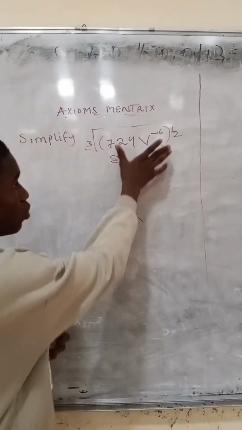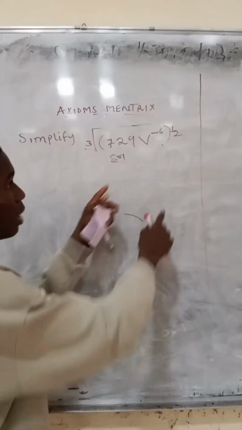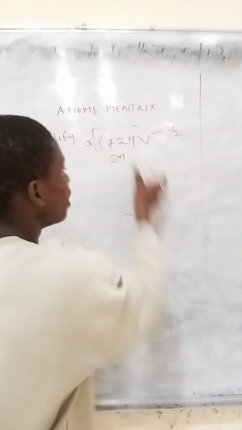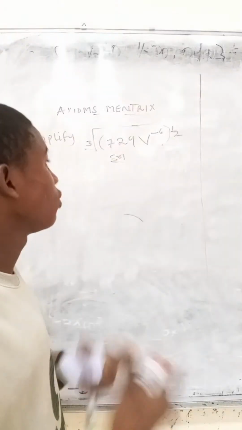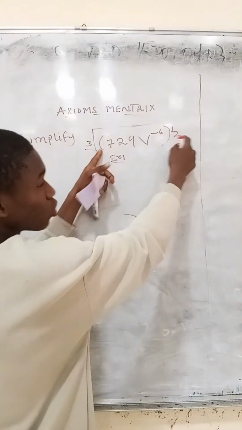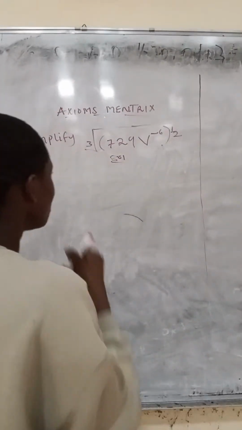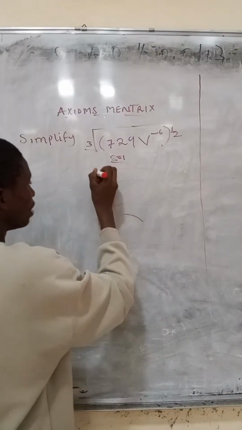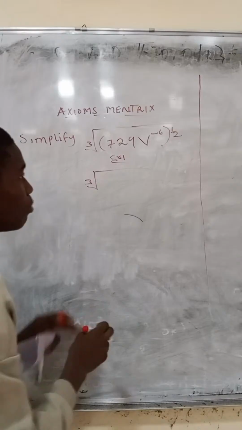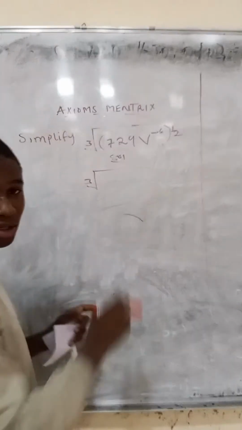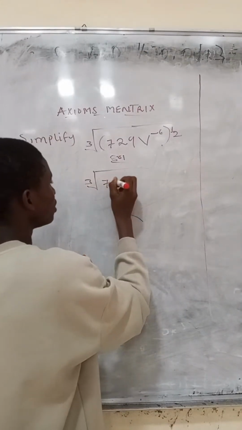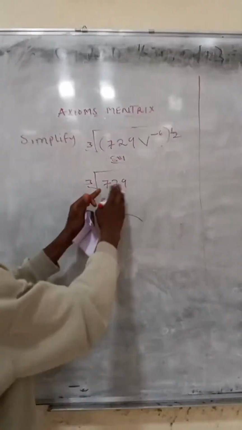Firstly, if you look at what we have here, we are looking at the 1 over 2. And this 1 over 2 is for everything inside the brackets. Everything here, this 1 over 2 covers it. So now I'm going to be breaking everything down. This 729, I'm going to be separating it from my V. You understand?